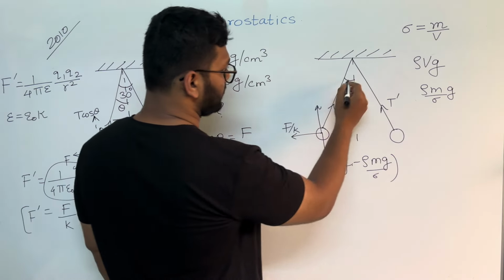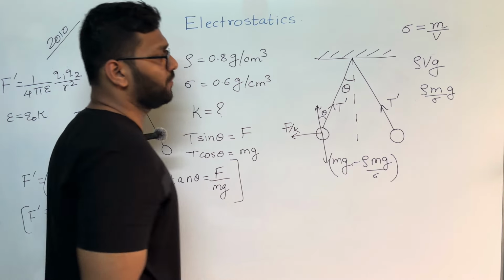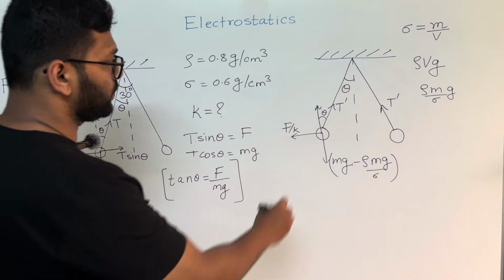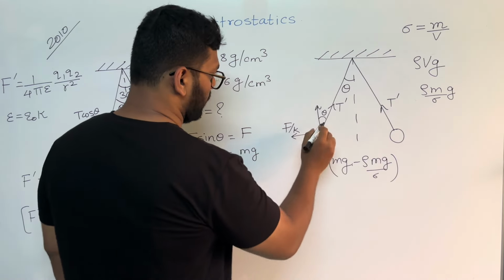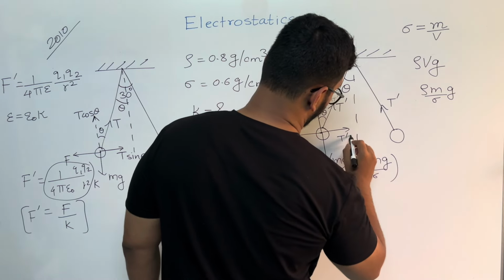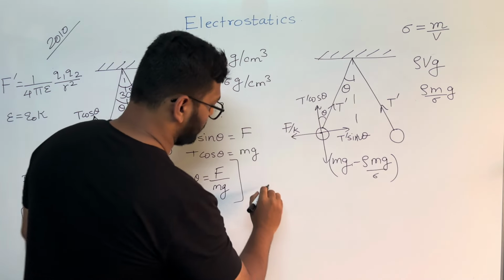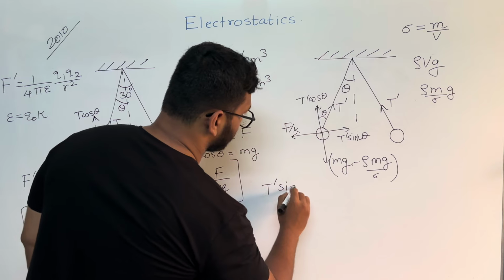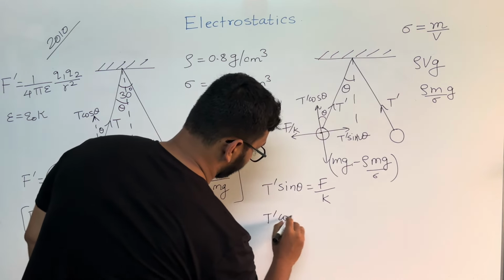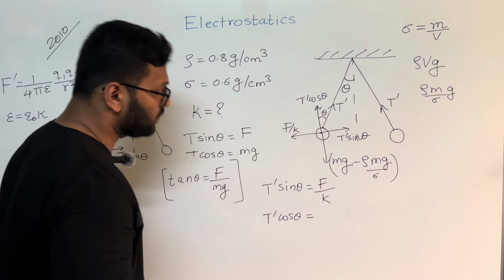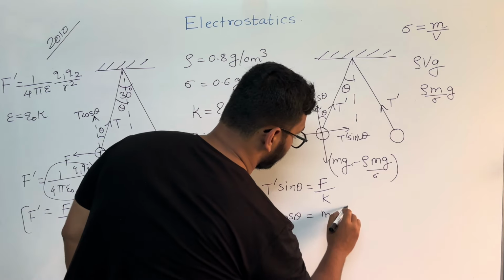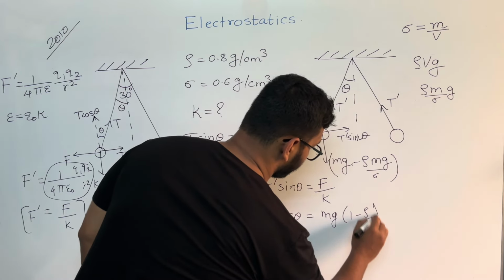Okay, so T dash, this is angle theta. So this is also angle theta. Why? This angle does not change. It is given in the question, by the way, right? So now if I take the components, it will be T cos theta upwards, and T sin theta towards the right. Okay, so T dash sin theta is equal to F by K, and T dash cos theta is equal to mg. mg can be taken out, so mg into 1 minus rho by sigma, right?